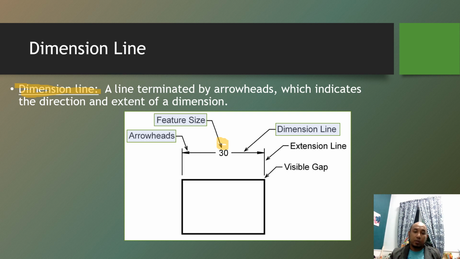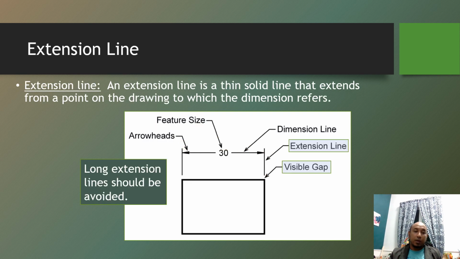So this is arrowhead, feature size, extension line, visible gap. Jadi jarak sini. Extension line. The extension line is a thin solid line that extends from the point on the drawing to which the dimension refers. Extension line, this one. Okay, this. And visible gap.